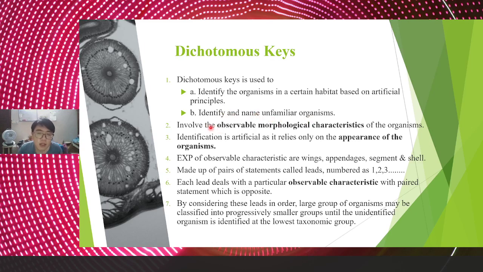The next point is that it involves the observable morphological characteristics of the organism, such as the spatial characteristics. Morphological characteristics are like humans having two hands, two legs, two eyes, one nose, one mouth. The third point is that identification is artificial as it relies on the appearance of the organism. It's the same as number two. It is artificial because it is based on the appearance of the organism.